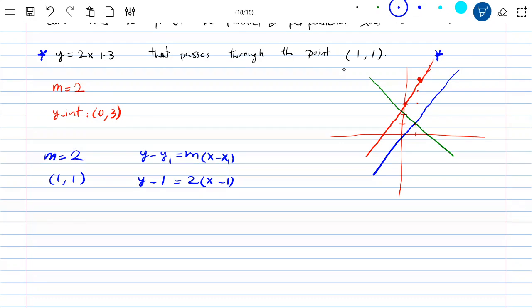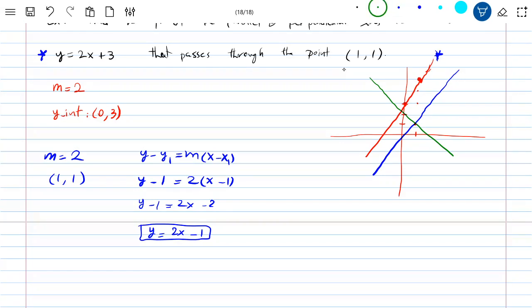If they want it in the slope-intercept form, I will simplify it and say y minus 1 equals 2x, distributing the 2 becomes -2. And add 1 to both sides. What we get is y equals 2x, and if you add 1 to both sides, you'll get -1. This is the equation of that blue line, the parallel line. It goes through the point 1 and 1, and it has the same slope. You see that they both have slope 2.